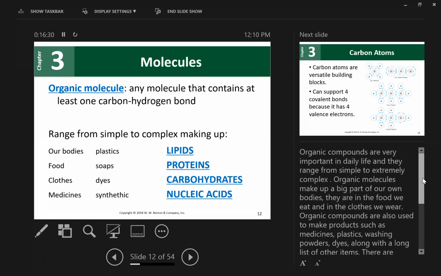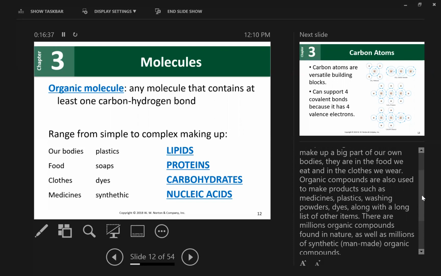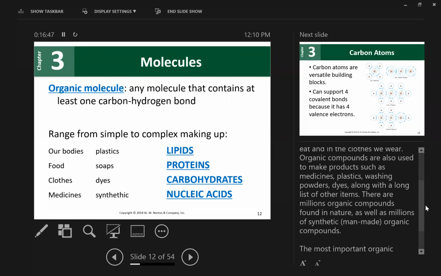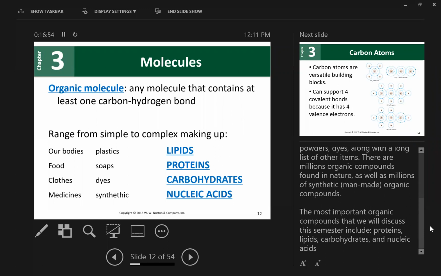They're in the food that we eat, and they're in the clothes that we wear. Organic compounds are also used to make products that we use: medicine, plastic, washing powders, dyes, and so many other things. There are millions of organic compounds found in nature, but we can also make them synthetically. The most important organic compounds that we will discuss this semester are proteins, lipids, carbohydrates, and nucleic acids.